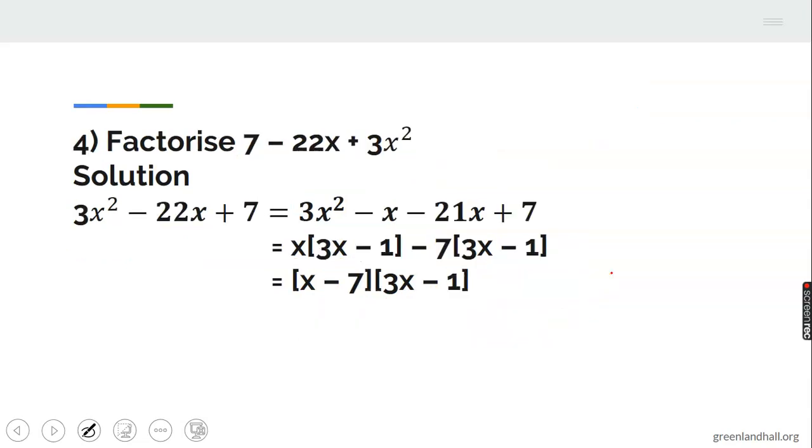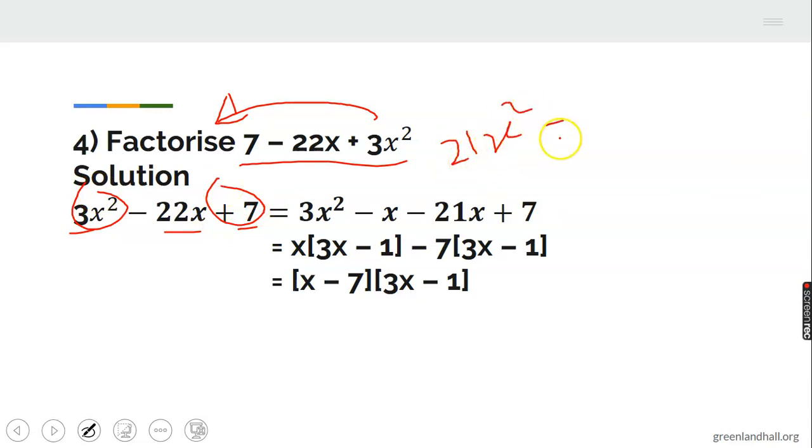Now similarly, you want to factorize this. So you rearrange. You carry 3x squared to this side. First is plus, followed by minus 22x, plus 7. So you look for 2 factors of the product of the first and the last. This is plus, so factors of plus 21x squared that will give us the middle one. It's going to be minus x and minus 21x. When you add them, you get minus 22x.